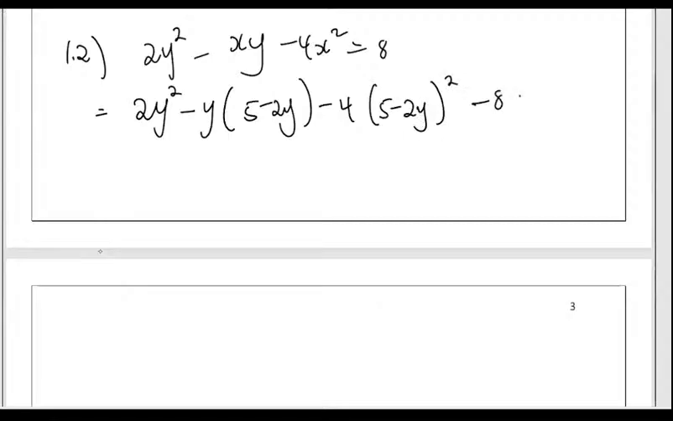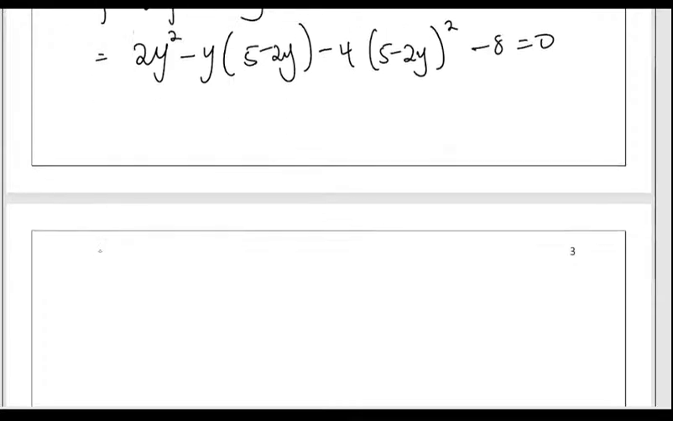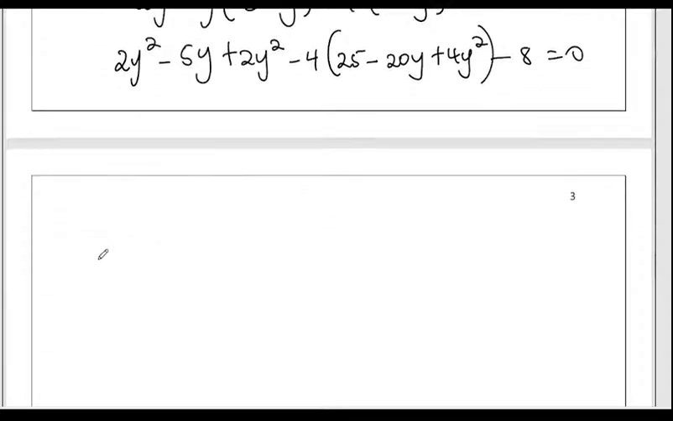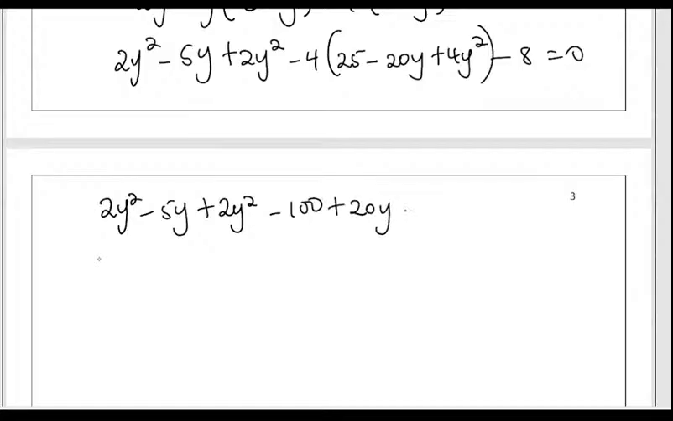I can push the 8 that side and I have a 0 there. So the entire expression is now having y's, okay? Let me open up the brackets. So 2y squared minus 5y plus another 2y squared minus 4. When I open this, I'm going to have 25 minus 5 and 2 is 10 times 2, which is minus 20y plus a 4y squared minus 8 should give me a 0. Okay, let me open up with a negative 4, meaning that 2y squared minus 5y plus another 2y squared minus 4 times 25 is 100. That's going to be a plus 20y minus the 16y squared minus 8 should give me a 0.